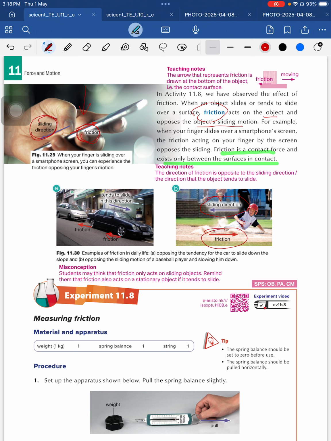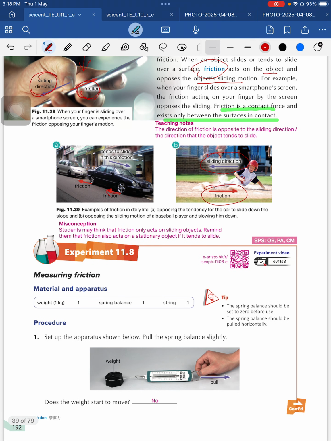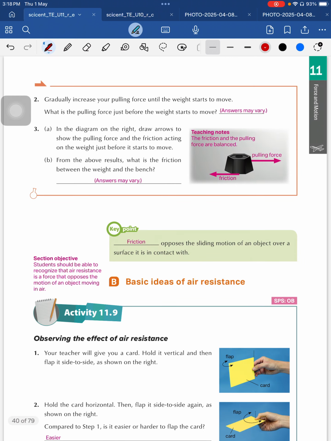So, how to measure the friction? Okay, again, we need to use the spring balance as friction is a kind of force. We try to tie up the spring balance with a weight, and then we give a pulling force on it. And you find that for a certain value on the spring balance, the weights do not move. However, if you increase your pulling force, the weights will start to move.